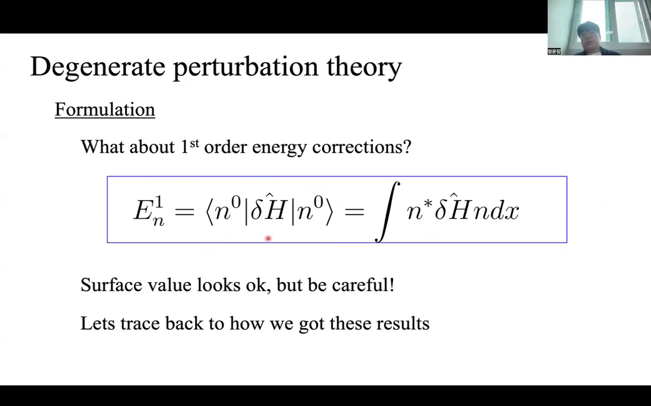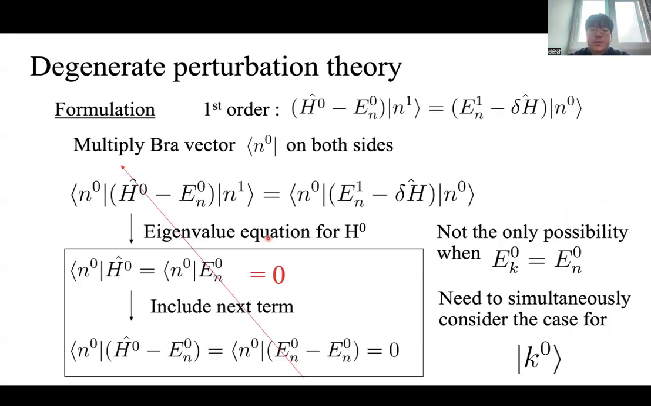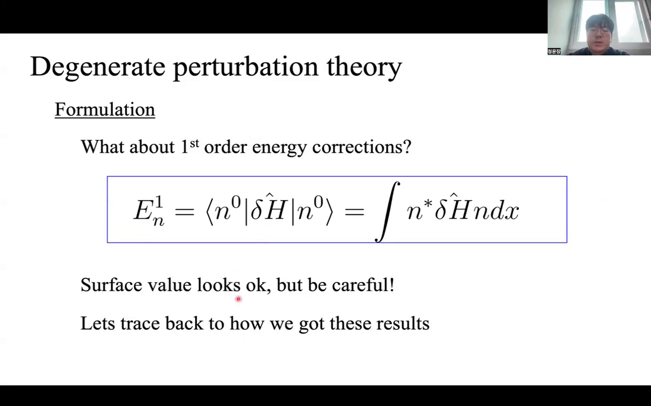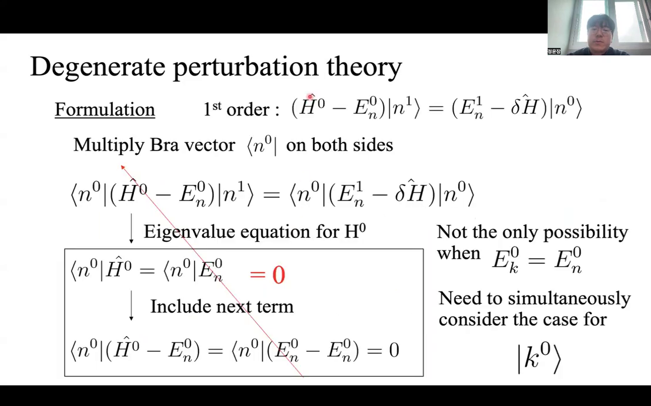On the surface, it looks okay, but in reality, it's not. And here's why. Let's trace back how we got this result. Remember, what we did is we multiplied n0 on this side. That allows this to transition to this, because this is an eigenstate of this operator. Therefore, it's just a number in front. Then I'm going to write it like this, and this becomes 0.